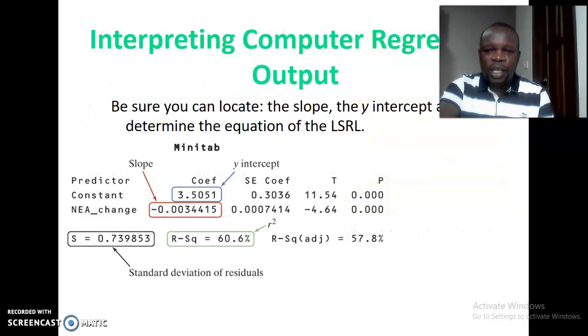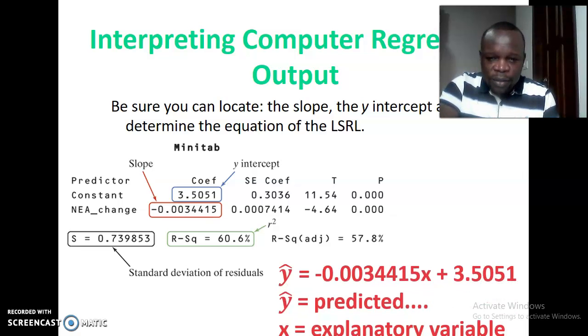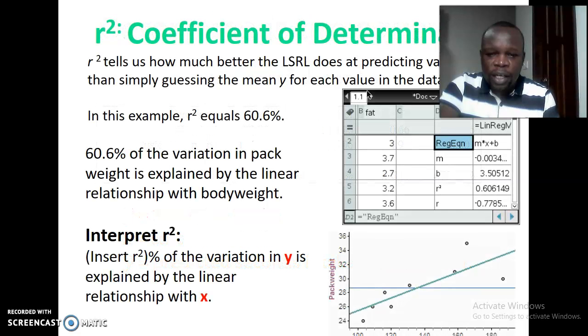We'll talk about the computer output later on, but just to recap, the most important thing is you need to know how to interpret the slope. You need to know how to interpret the y-intercept. You also need to know how to interpret r. Then we have r squared, the coefficient of determination. It tells us how good the linear least squares regression line is at predicting the values of y. And again, you must write this in this way.